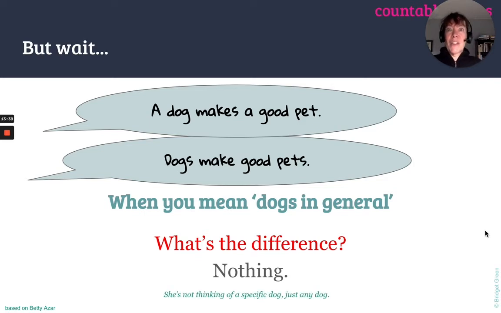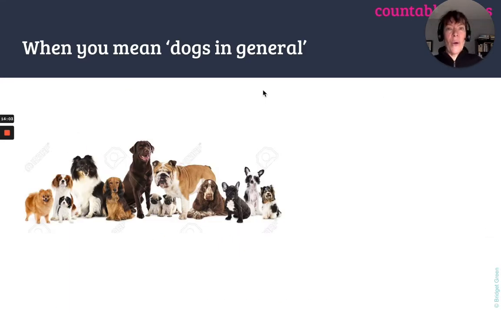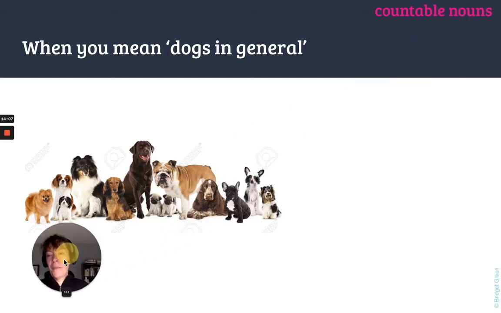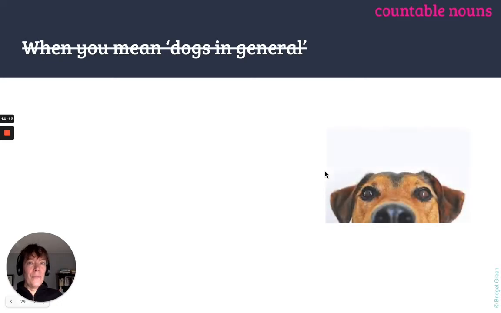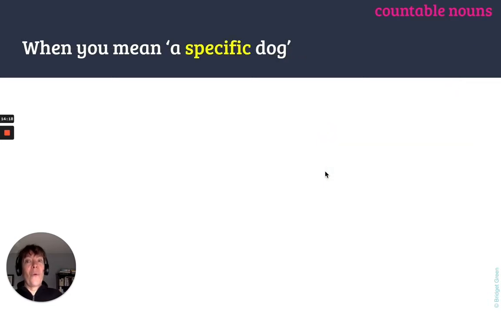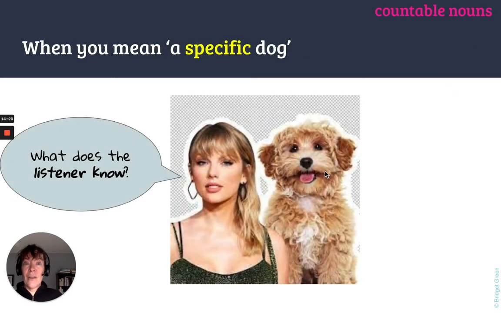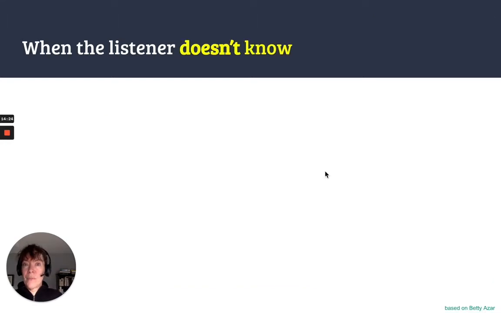Remember, she's not thinking of a specific dog, just any dog. So that is what you do when you're saying dogs in general. And when you're not talking about dogs in general, when you're talking about a specific dog, what do you do? Well, when you mean a specific dog, you have to think about what the listener knows.